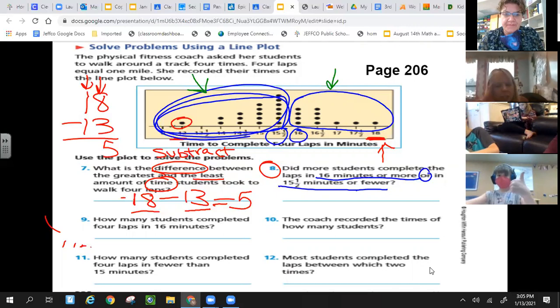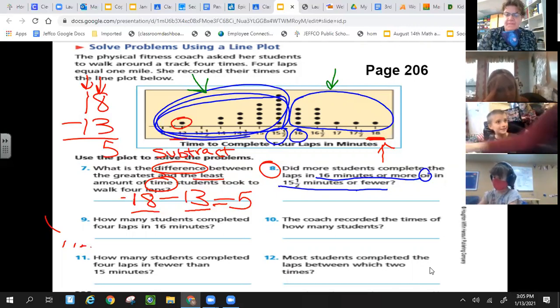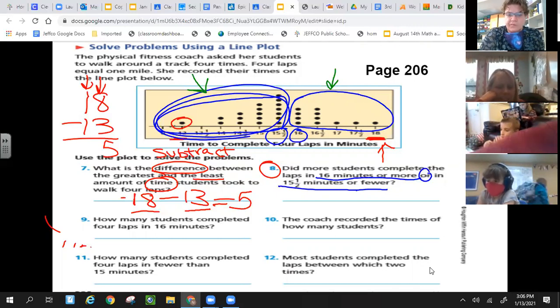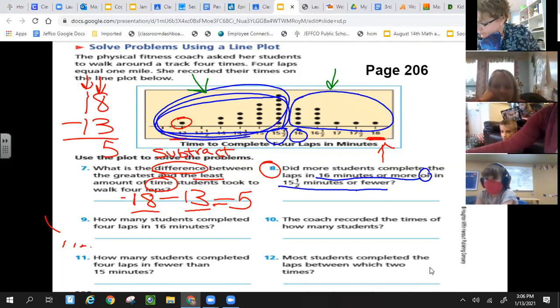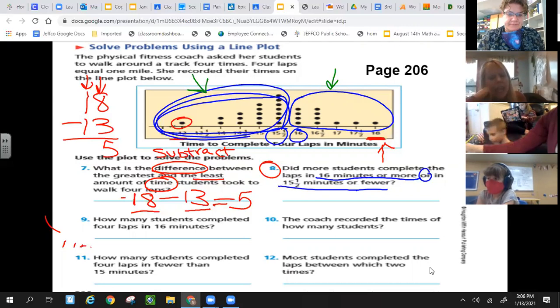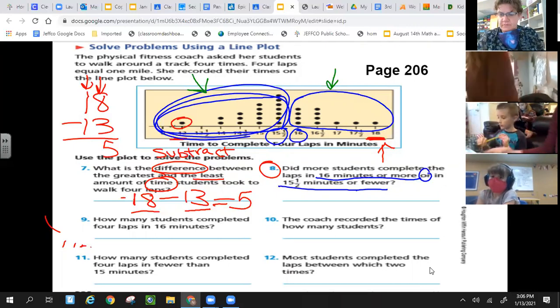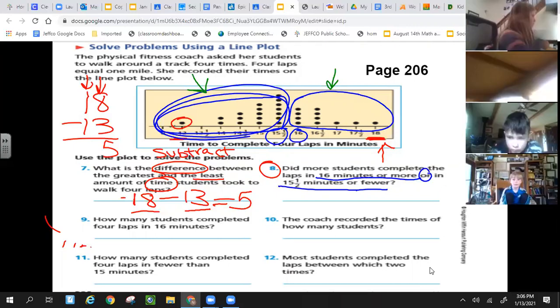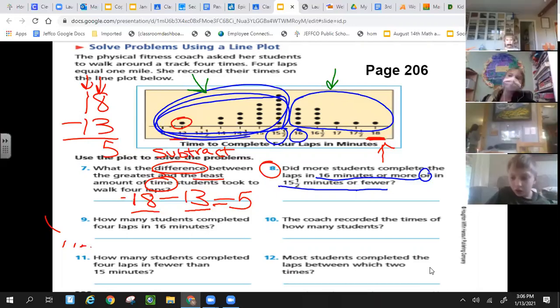Katie, what are you thinking? The left side has more. So the left side has more? So is that 15 and a half minutes or fewer, or 16 minutes or more? Which one is that? The left side. 15 and a half. Very good. Did you count up all the dots? Yeah. What did you get?